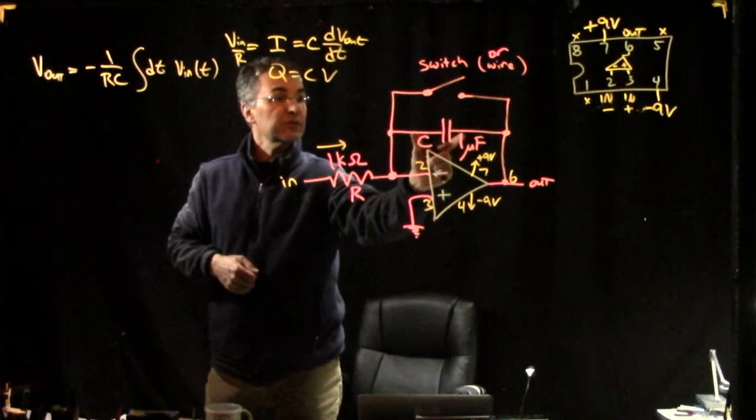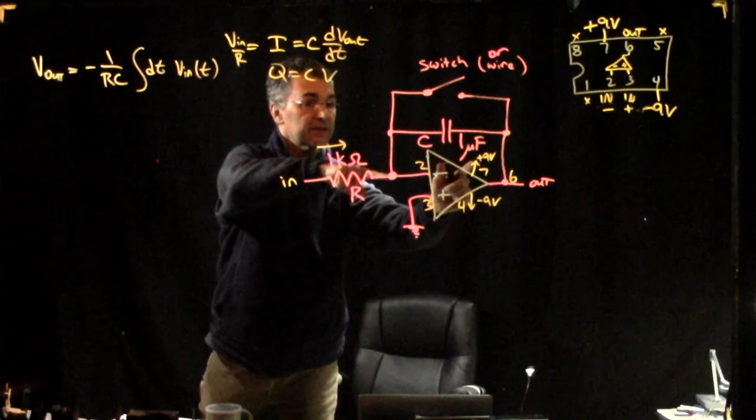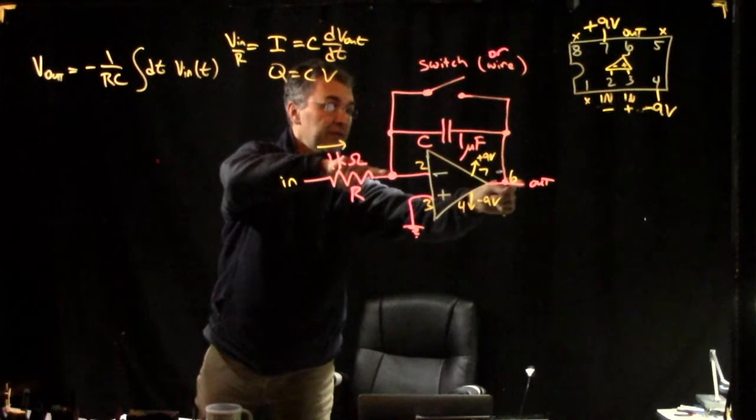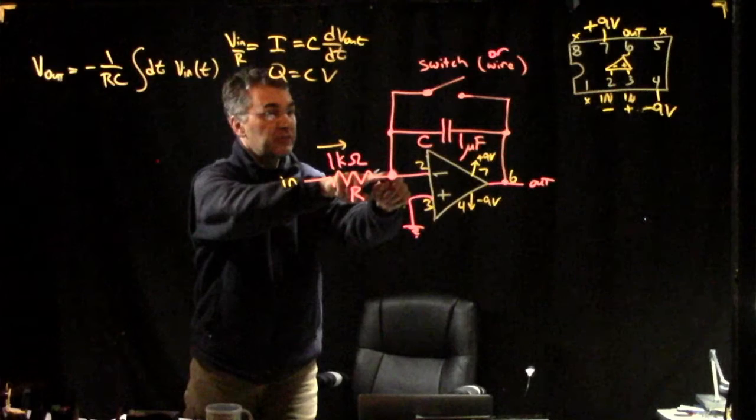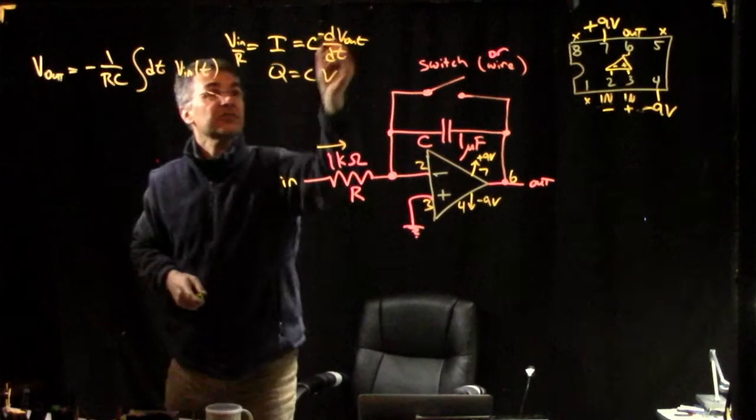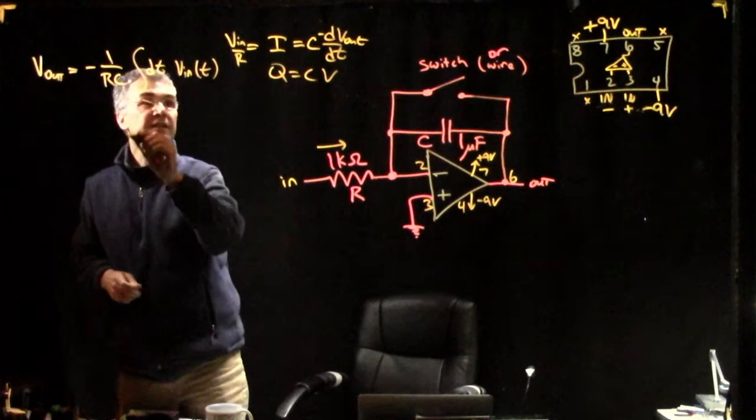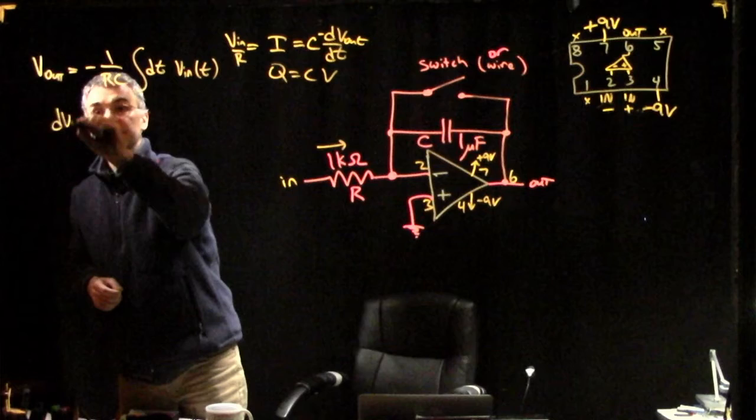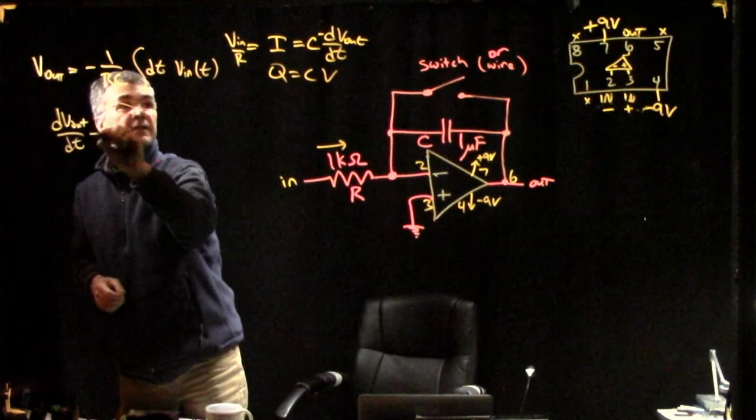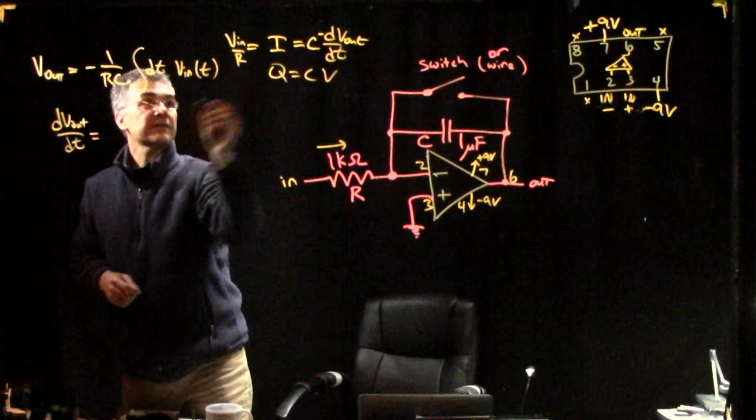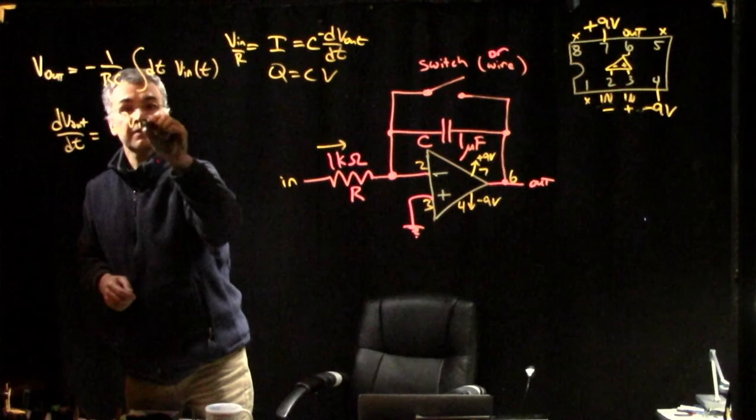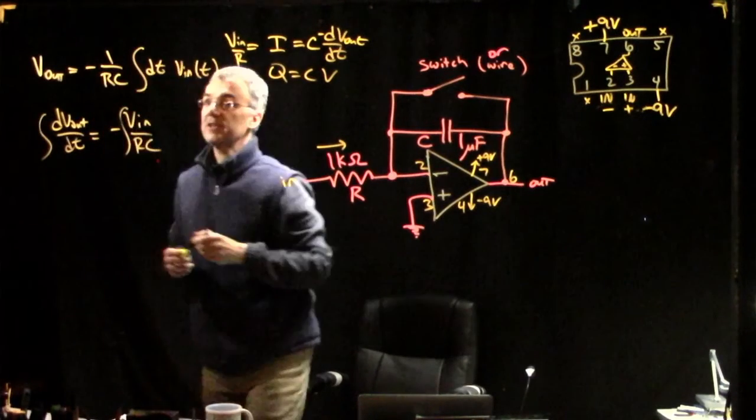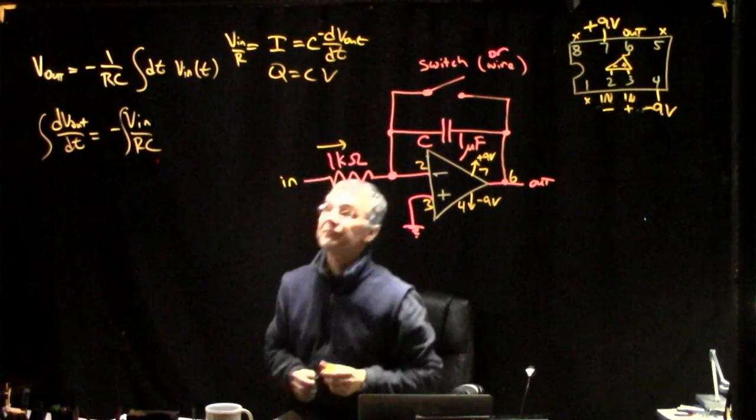because the voltage across the capacitor, if this end is 0, you're increasing this side. So you get a minus sign because V out is becoming more negative if you're fixing this at ground and you're pushing current in this way. So there's actually a minus sign here. That gave us dV out dt equals minus V in over RC. You can integrate both sides, and you get V out is minus 1 over RC integral V in of t dt.